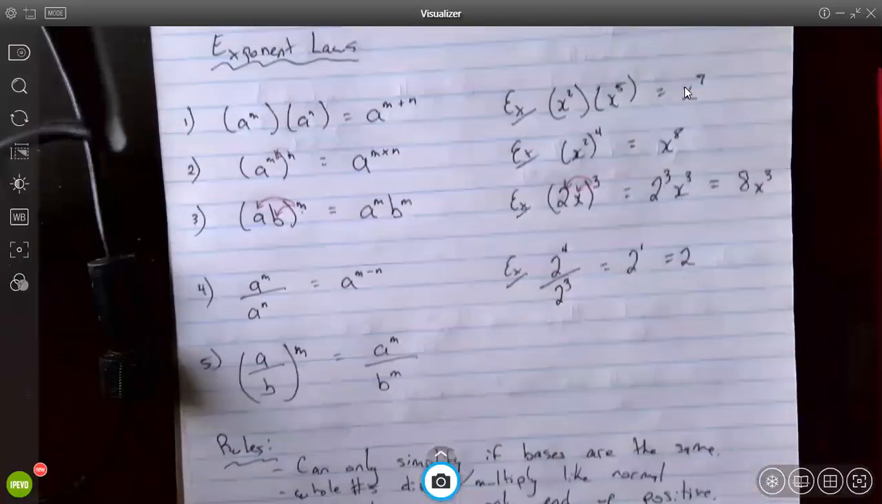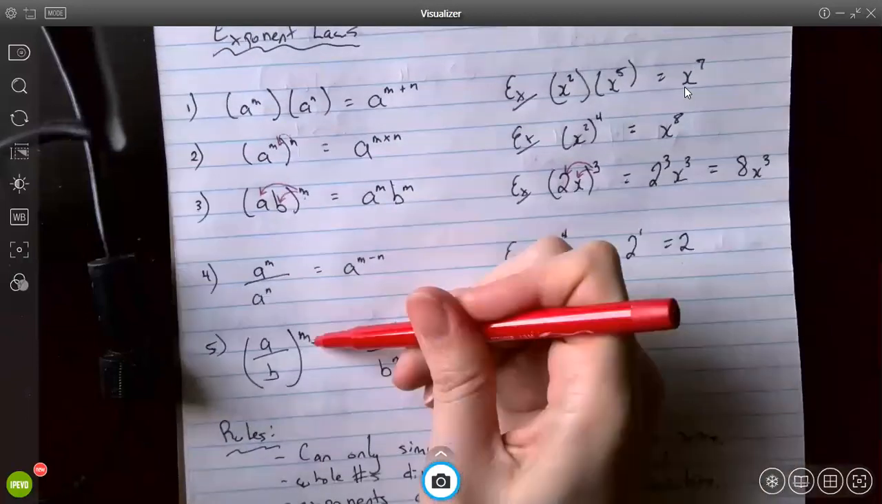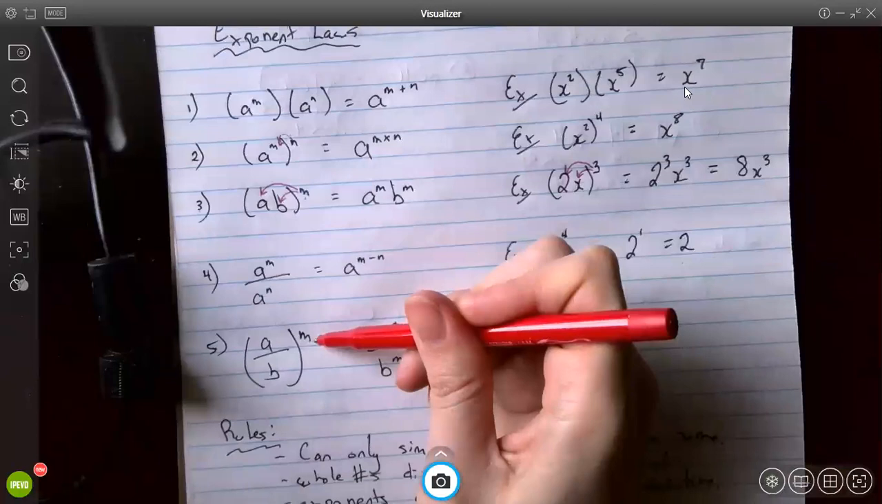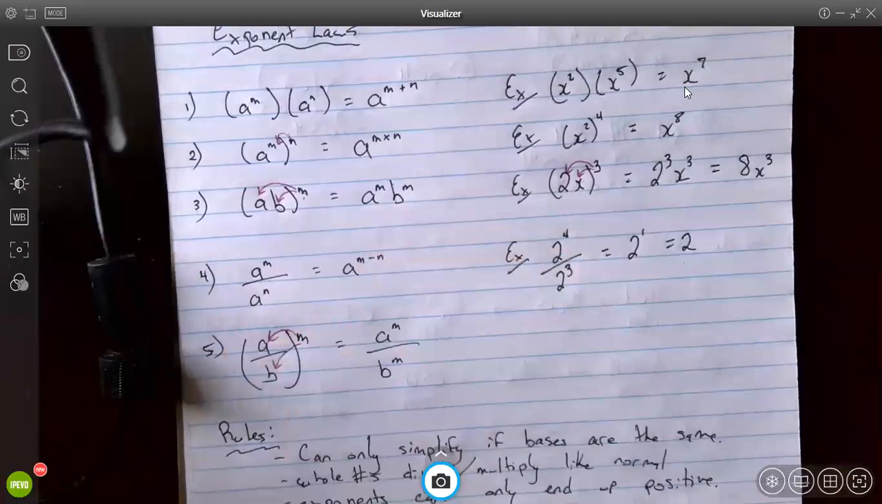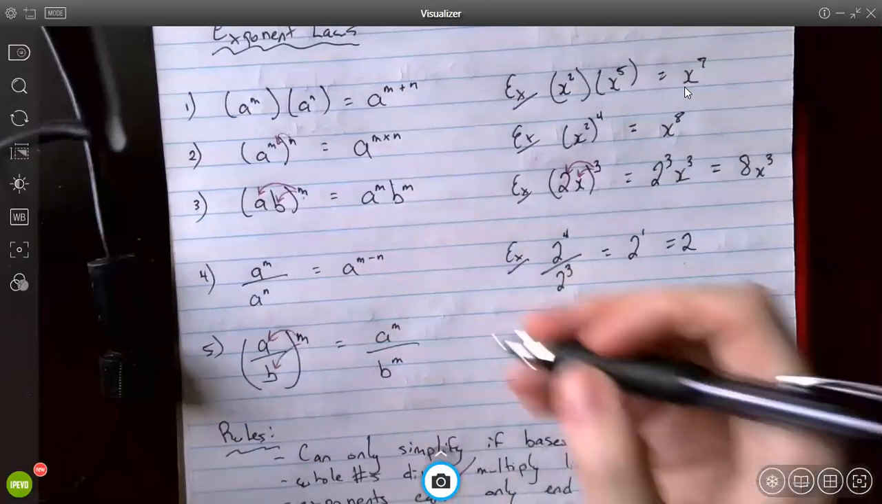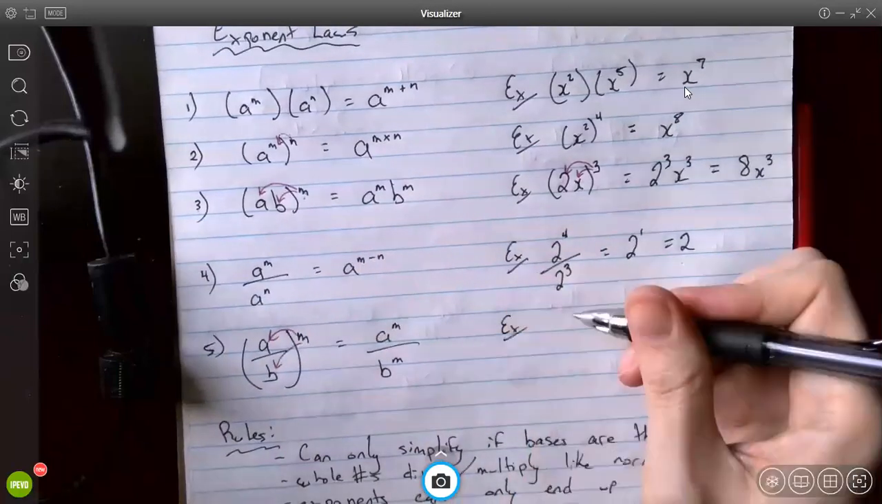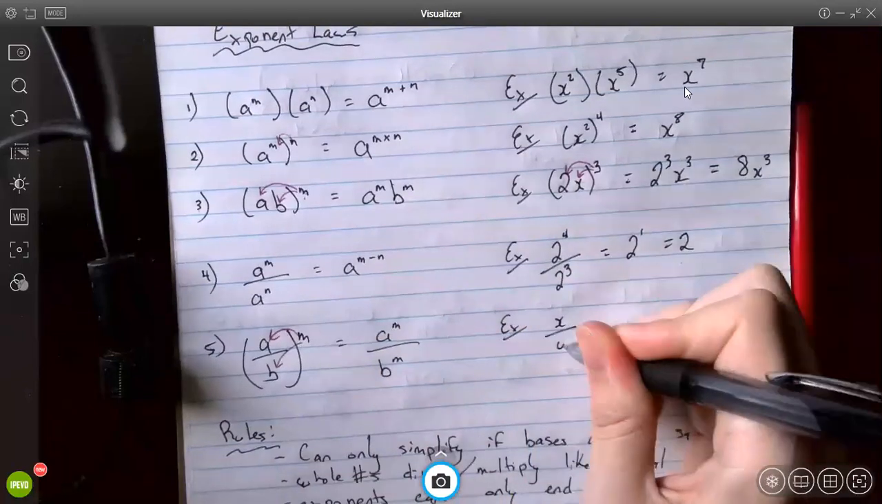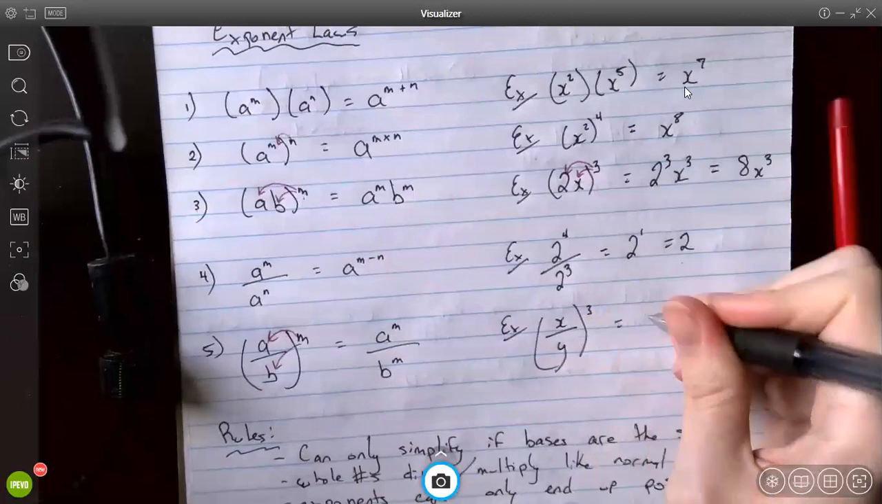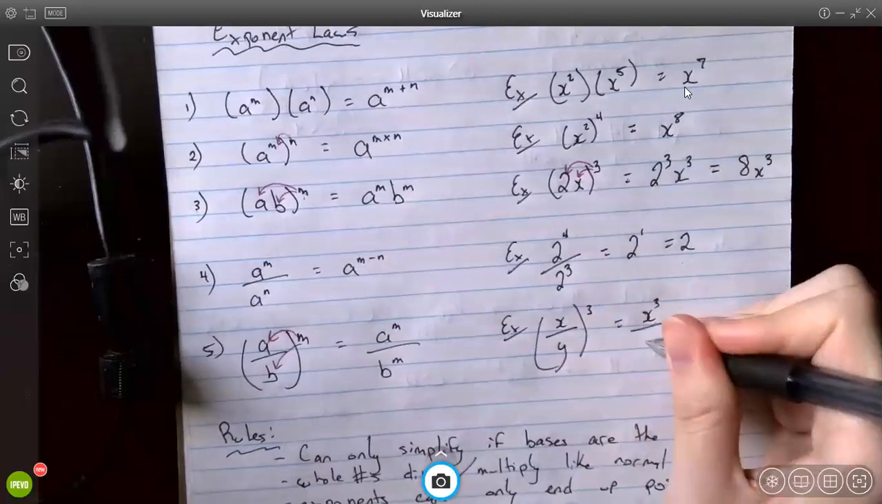And then lastly, again, anytime you have an exponent outside of a bracket, it gets applied to everything inside the bracket. So for instance, if I had x over y all to the power of 3, I could simplify that as x cubed over y cubed.